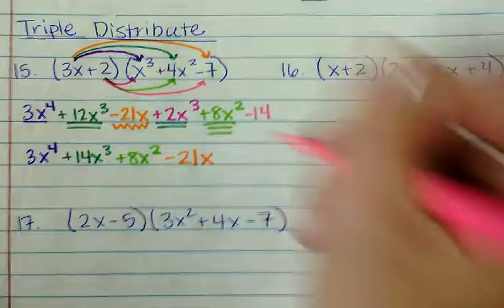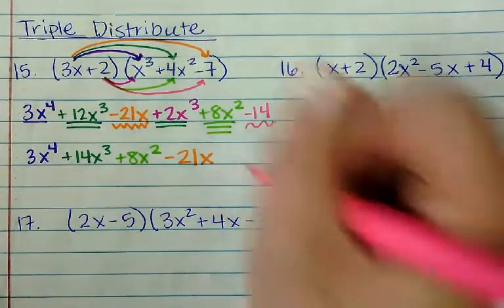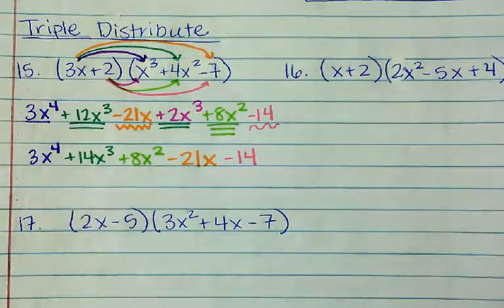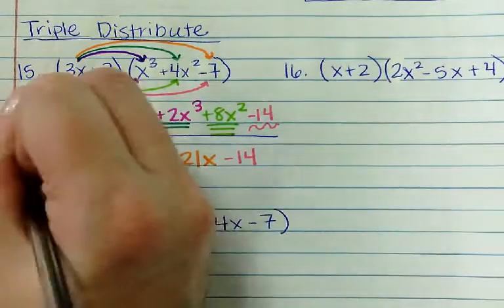So my final answer, after combining all my like terms, would be 3x to the fourth plus 14x cubed plus 8x squared minus 21x minus 14. Do y'all feel good about that?